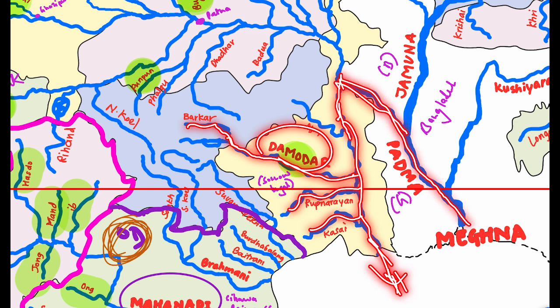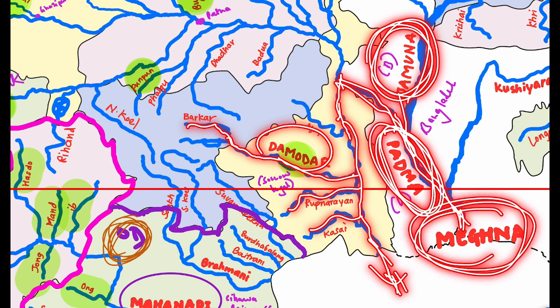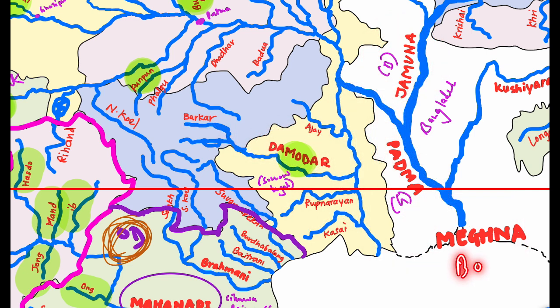When Ganga enters Bangladesh, it is known by the name Padma. We have to remember that. Padma and Brahmaputra, known by the name Jamuna, all this goes and forms Meghna in Bangladesh, and then drains into the Bay of Bengal. So Damodar is also a right bank tributary. Ajay is also a right bank tributary of Ganga, and Roop Narayan, Kasai.